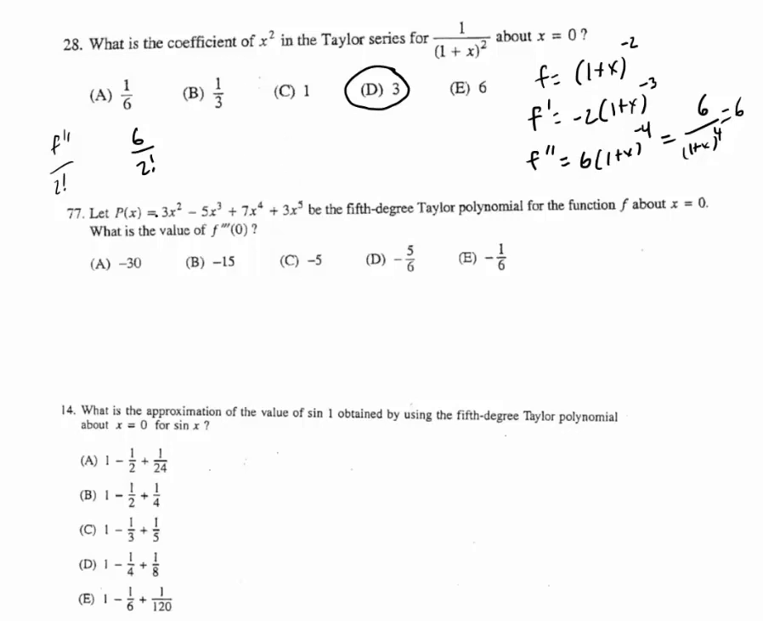All right, next one. The polynomial is 3x squared minus 5x to the 3rd plus 7x to the 4th plus 3x to the 5th. That's the 5th degree Taylor polynomial because, again, it goes up to the 5th degree. Remember, it doesn't mean there's 5 terms. A lot of students confuse that as well. About x is 0. What is the value of the third derivative?